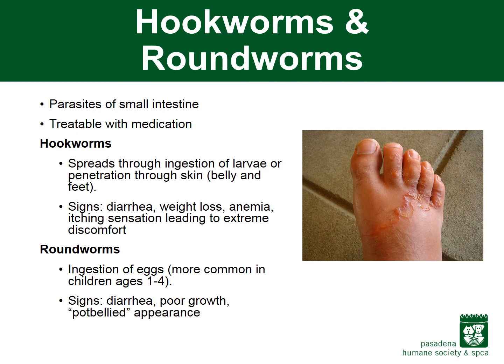Hookworms and roundworms. They're parasites of the small intestine. They are treatable with medication. Hookworms spread through the ingestion of larvae or penetration through skin, usually in the belly and feet. So some signs of hookworms are diarrhea, weight loss, anemia, and a bad itching sensation that leads to really extreme discomfort. Roundworms, that's usually caused by ingestion of eggs. And a lot of the time when kids eat dirt, that's why it's more common in kids, they'll eat some of those eggs and they get diarrhea, there's poor growth, and they get a pot-bellied appearance.